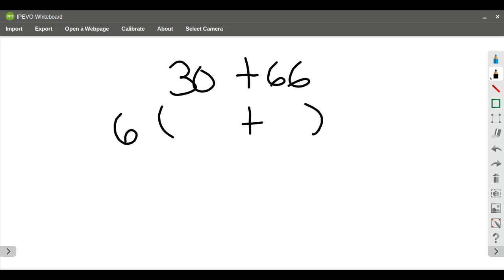So 30 divided by 6 is going to be 5. And then 66 divided by 6 is going to be 11. And that's all I do. I don't add the 5 and 11. This is my factoring out. So I've shown the greatest common factor by using the distributive property. This value over here is going to be my greatest common factor.